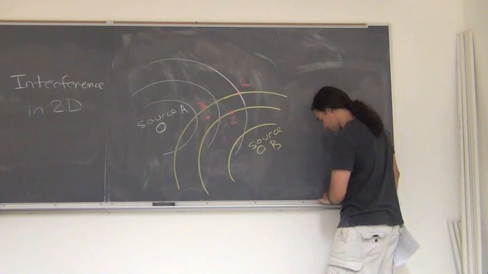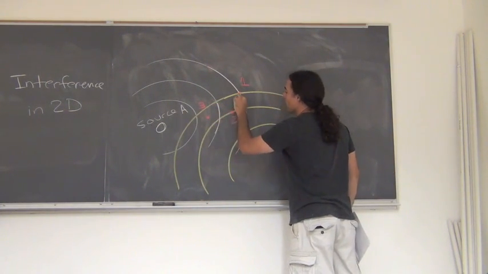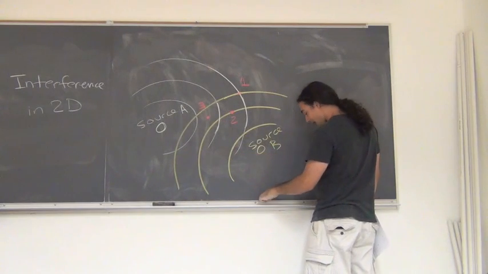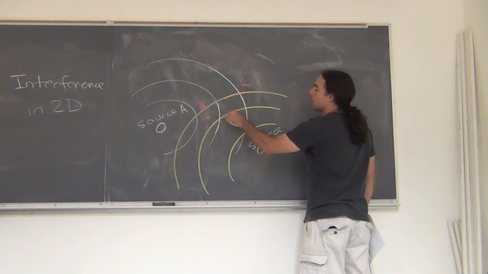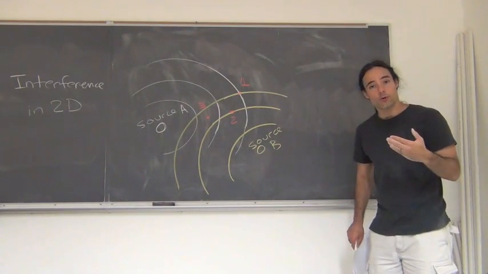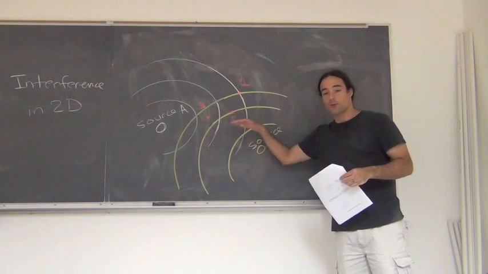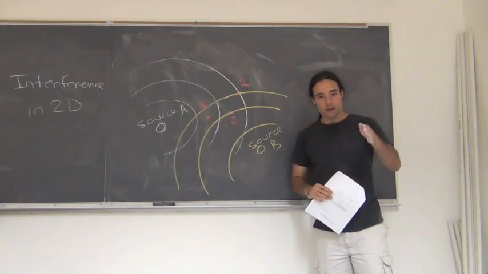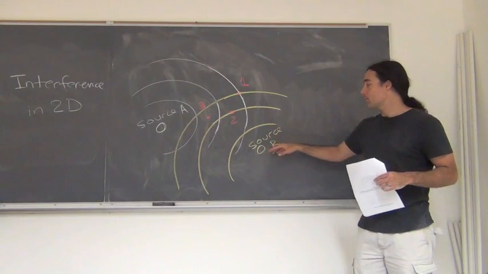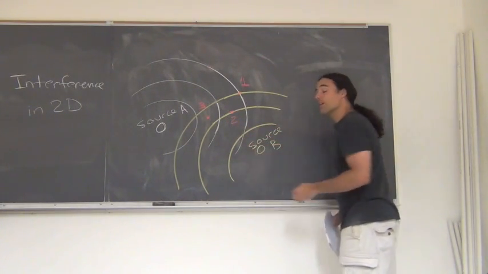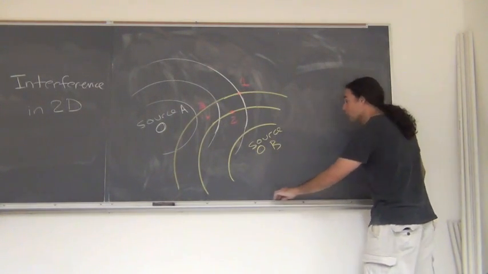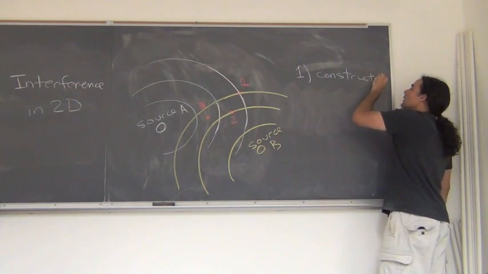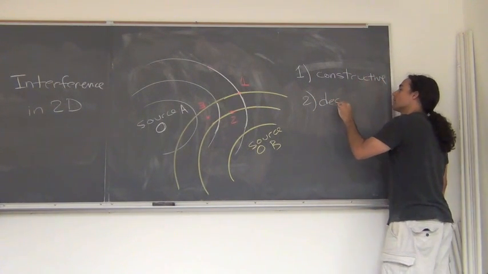Let's consider point 2. Well, for point 2, I'm right between 2 waves coming out of source A. I'm between the 2 peaks of the wave coming out of source A. However, I'm right on the peak of a wave coming out of source B. That means I'm in the valley of the wave from source A, but I'm in the peak of the wave from source B. So this would mean I'm interfering destructively at point 2. So point 1 is constructive. Point 2 is a destructive type of interference.